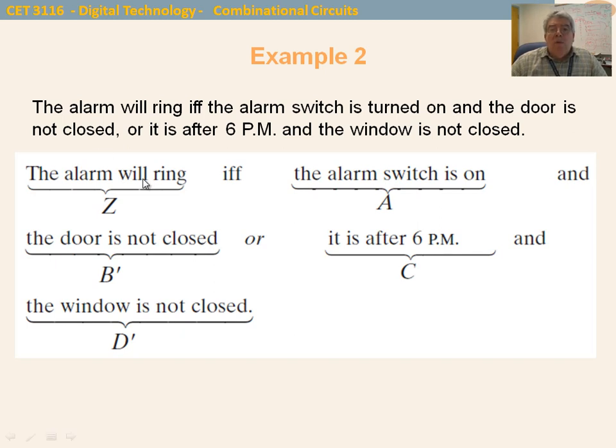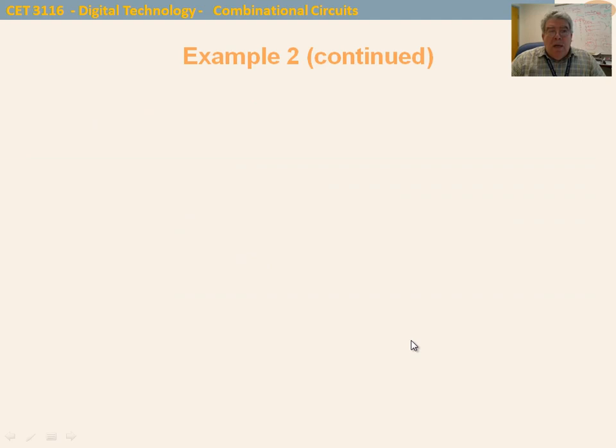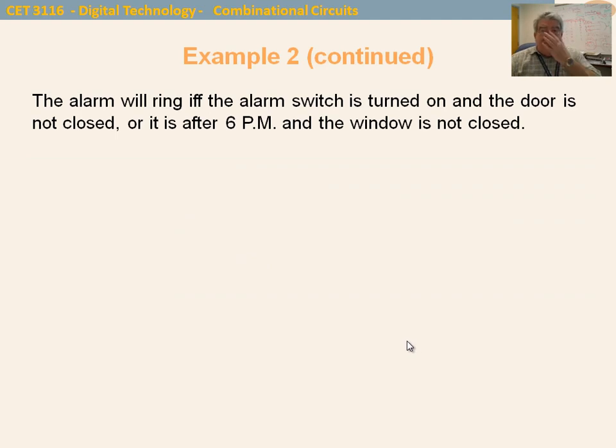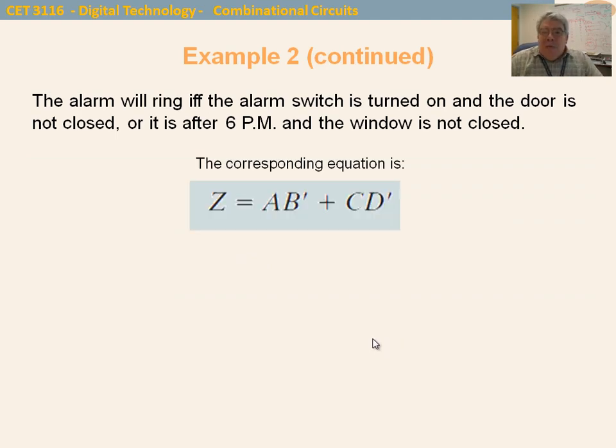So here's logically what we can say. The alarm will ring if and only if the alarm switch is on and the door is not closed, or both of them, it is after 6 p.m. and the window is not closed. So how do we move this into a logic equation? Well, it's very simple. The equation should be this.